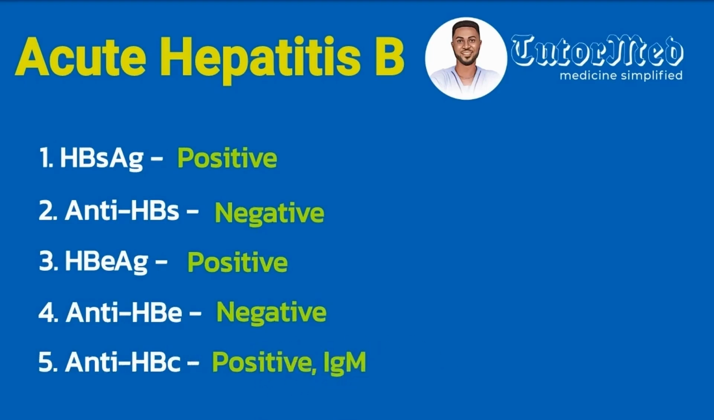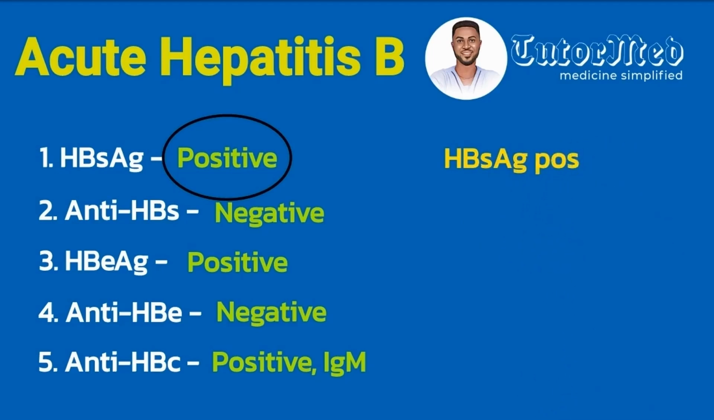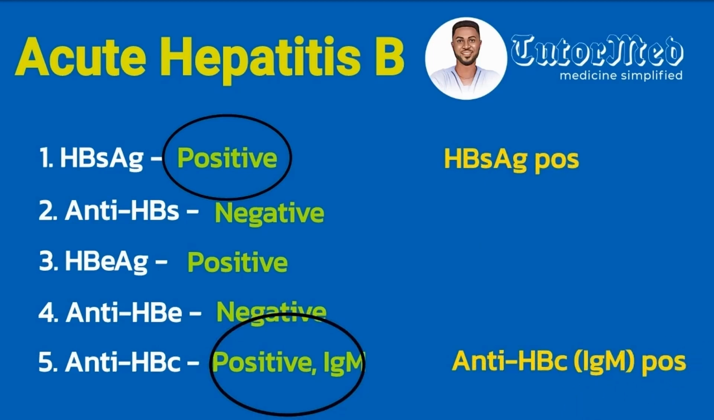It is the IgM antibody which indicates to us that the infection is an acute one, while IgG will indicate a chronic infection, because IgM is the antibody which is produced in the first 6 months of any infection. So here, the relevant findings are a positive surface antigen, which would indicate an infection, and a positive core antibody, the IgM type, which would indicate to us that the patient has an acute infection.